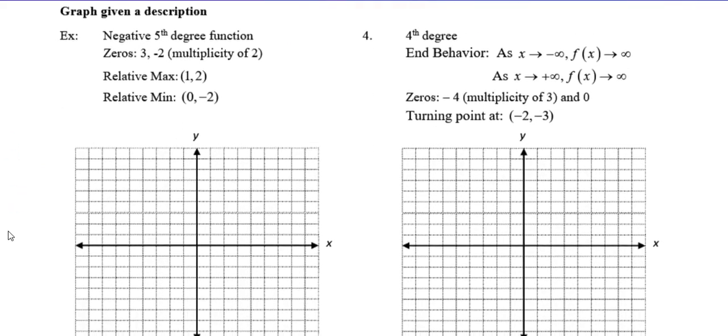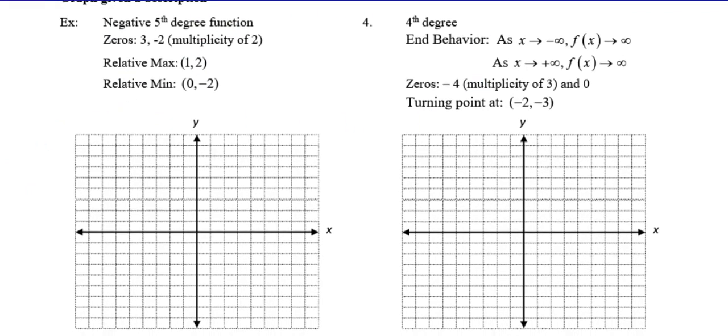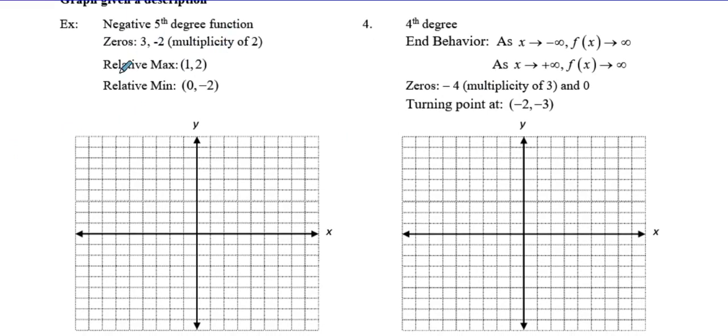And now we'll step it up a little bit more, where we're just given information, right? So trying to figure out what to start with here, I would say start with your zeros, right? So I have a 0 at 3, and I have a 0 at -2. Now note that's a multiplicity of 2, so that's going to bounce. It's either going to be above and bounce or down below and bounce. So let's see, relative max at 1, 2. Alright, that's a maximum. And I have a minimum here at 0, -2.